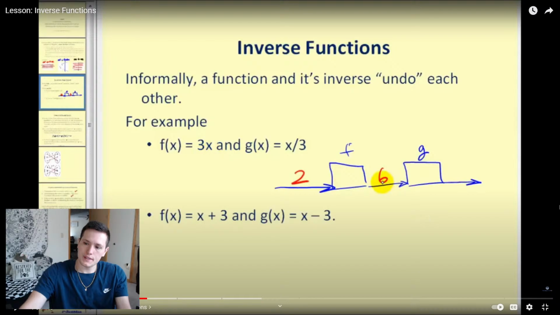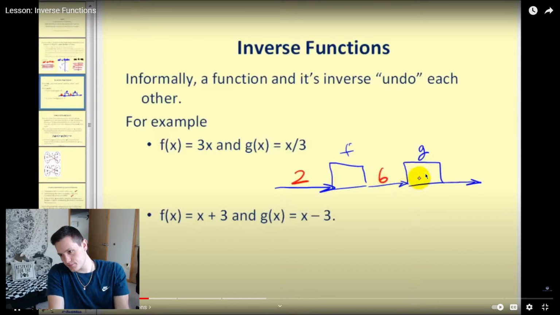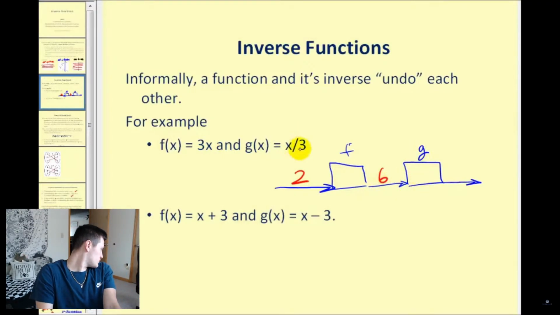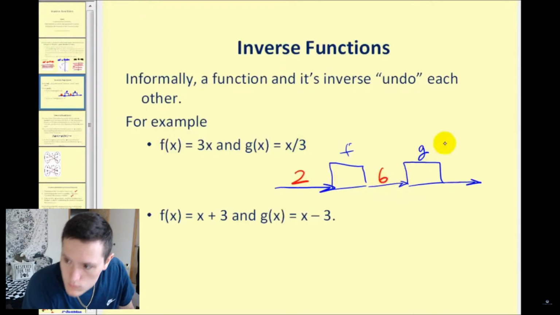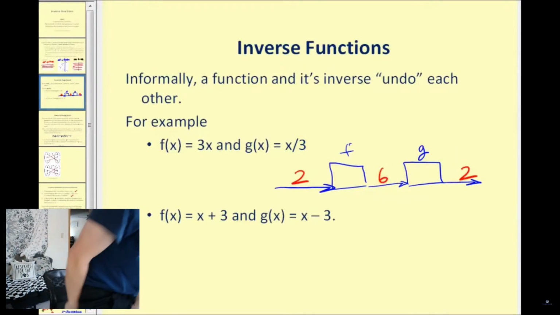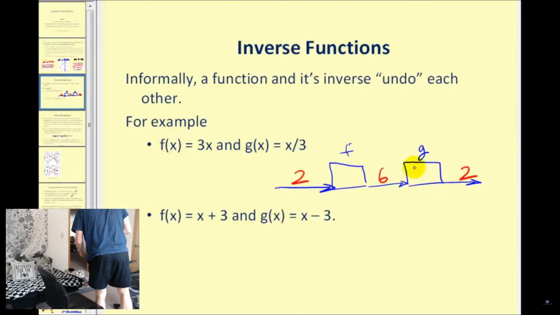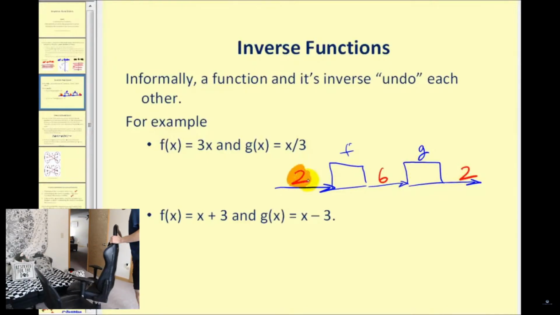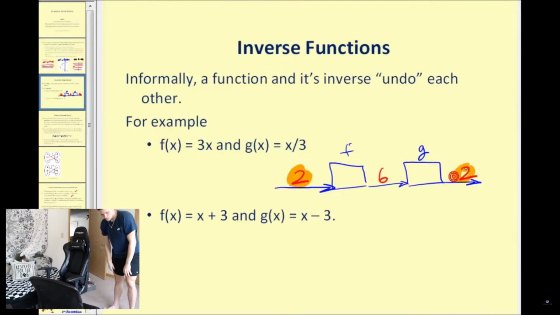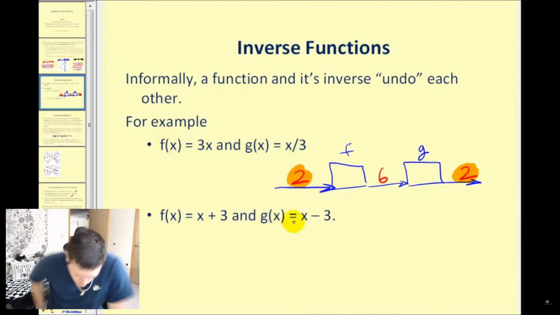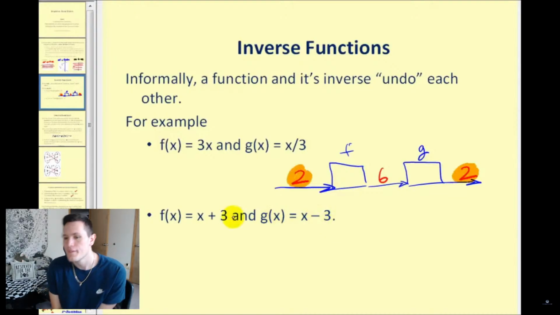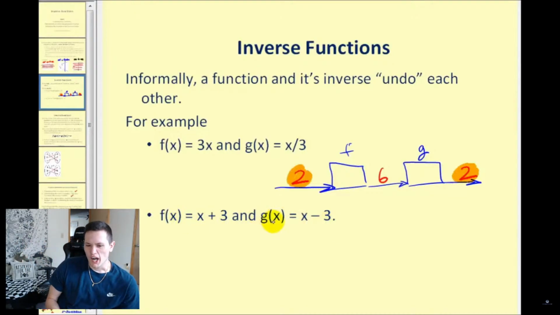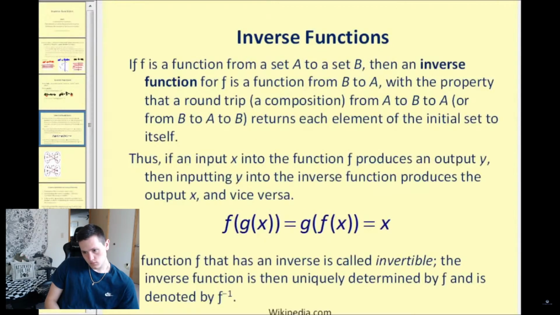Now, if this output becomes the input into g, and g takes the input and divides by 3, 6 divided by 3, the output would be 2. So these two functions undo each other because what we start with is the same thing that we end up with. Another example would be f of x equals x plus 3, and g of x equals x minus 3. Obviously, plus 3 and minus 3 are opposite operations, therefore these two functions undo each other, and therefore they're inverses of one another. Let's take a look at a more formal definition.